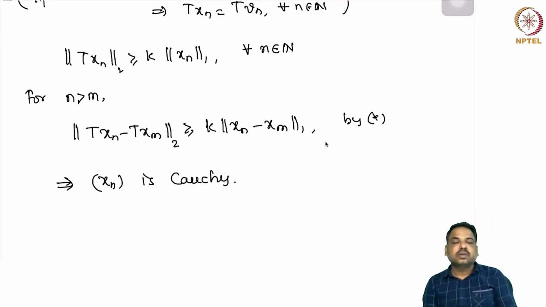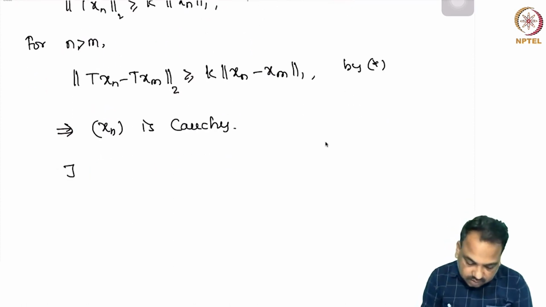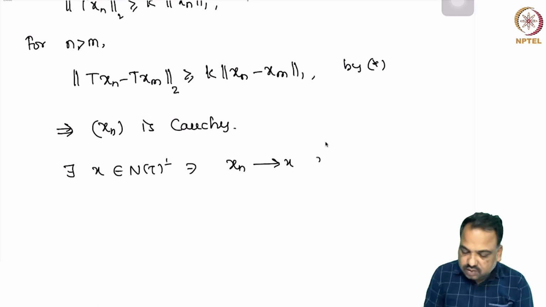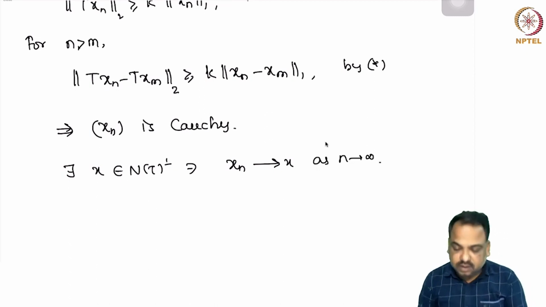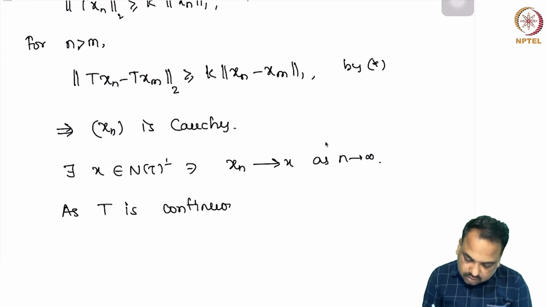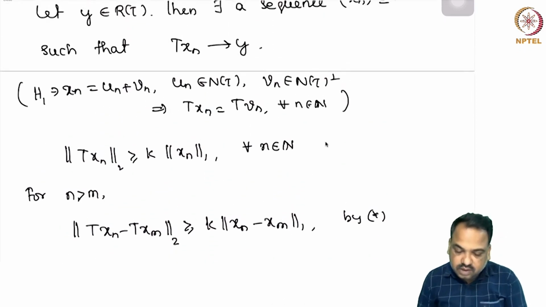Since xn is Cauchy in a Hilbert space, null space of T perp, there exists some x in null space of T perp such that xn converges to x as n tends to infinity. But T is continuous, so we have Txn should converge to Tx, but we know that Txn converges to y.